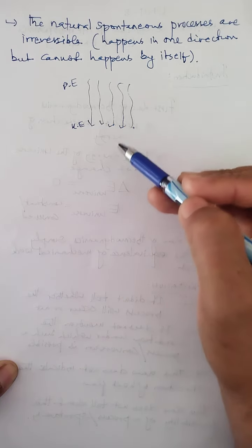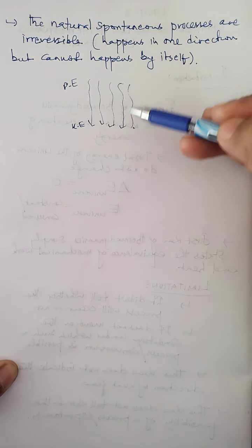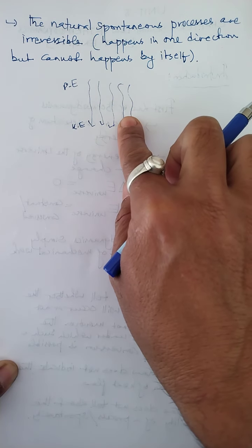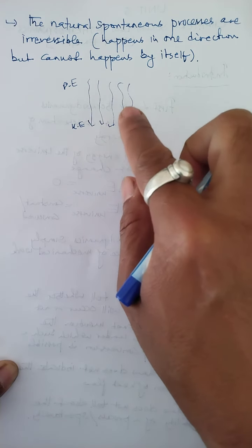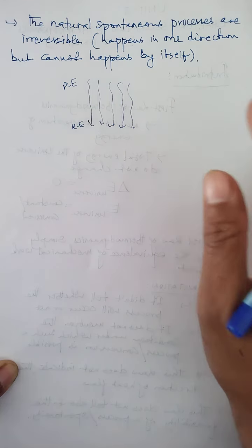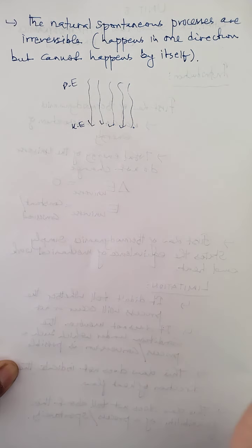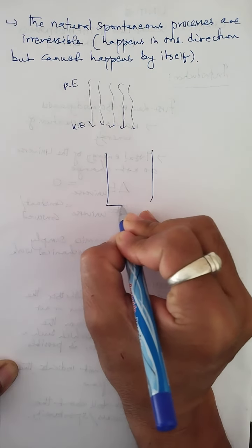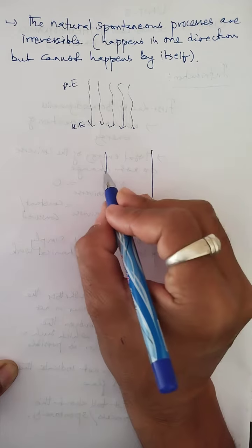But as far as the reverse process is concerned, when the same natural spontaneous process is to occur by itself in reverse, that cannot happen at all. That means it is not possible. I'll give another example. Like we take water in a beaker. There's water.